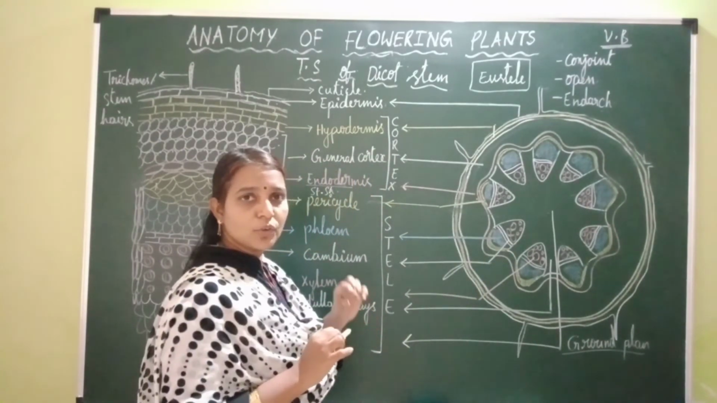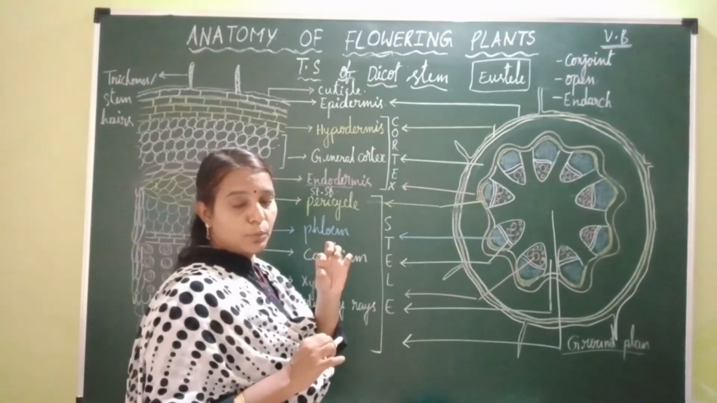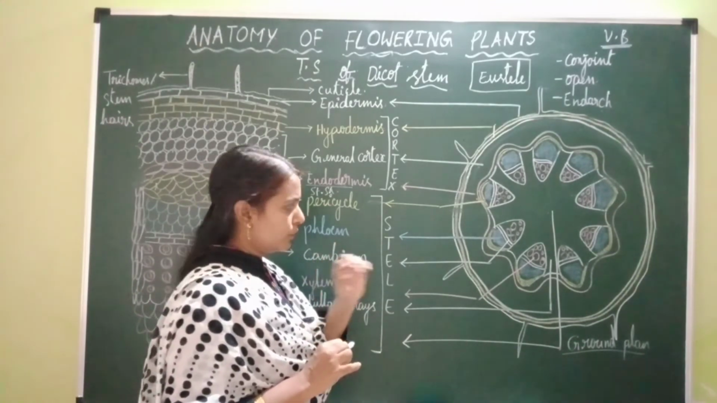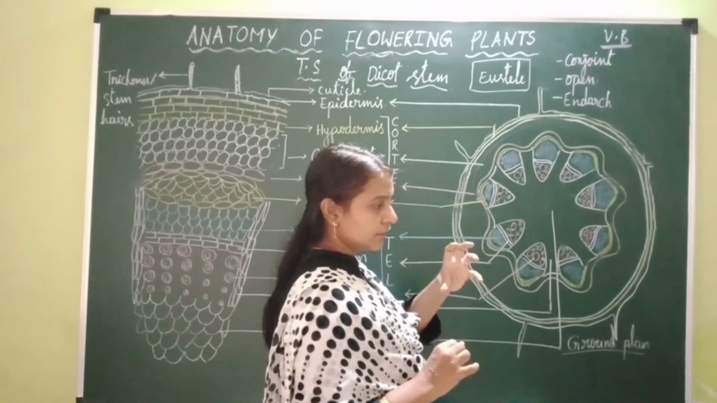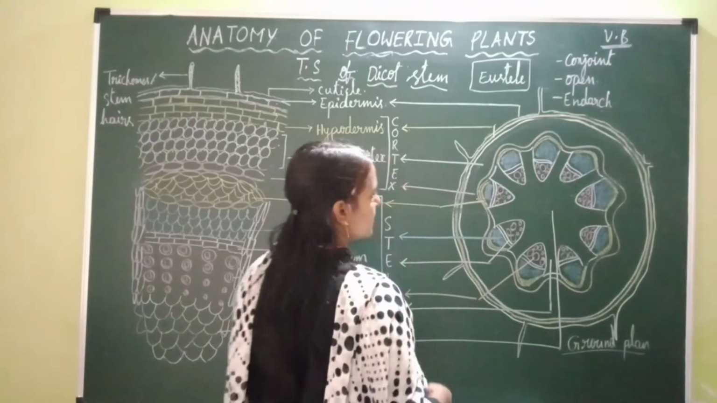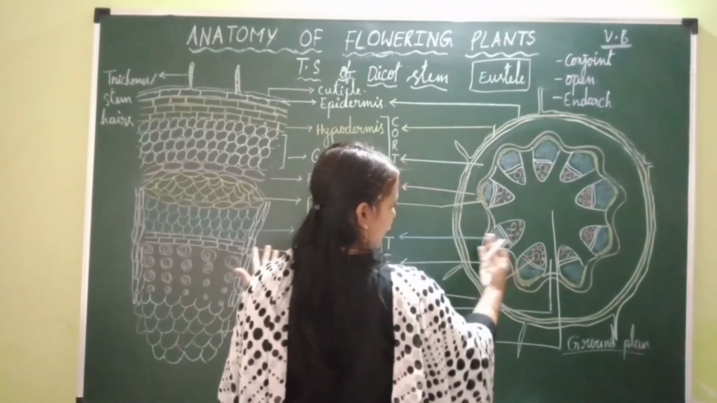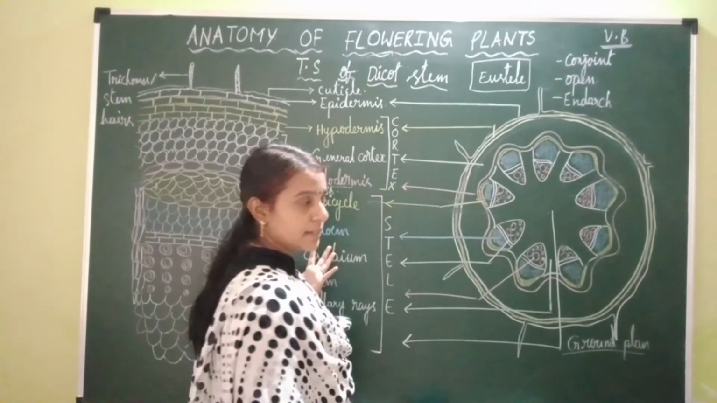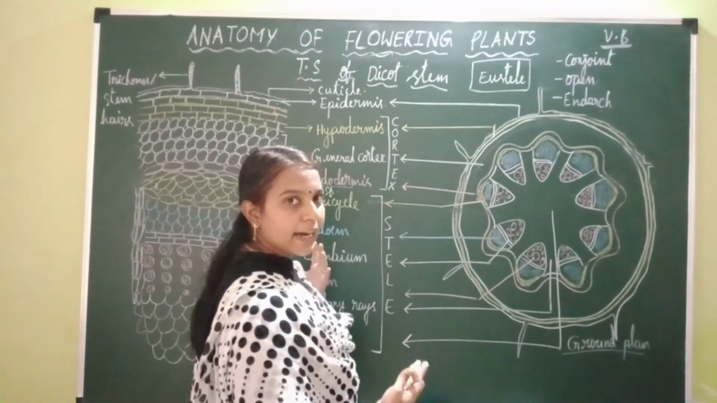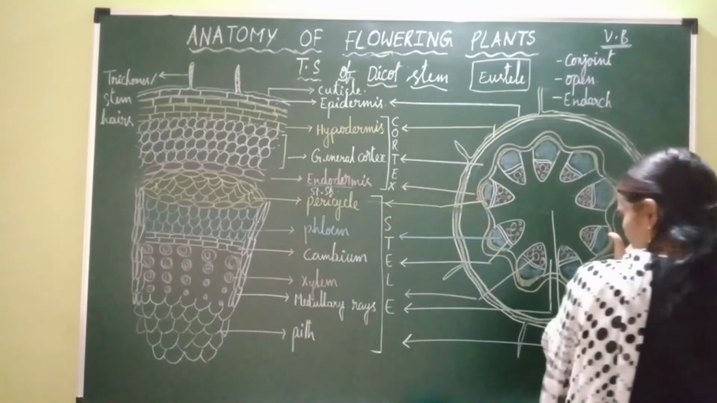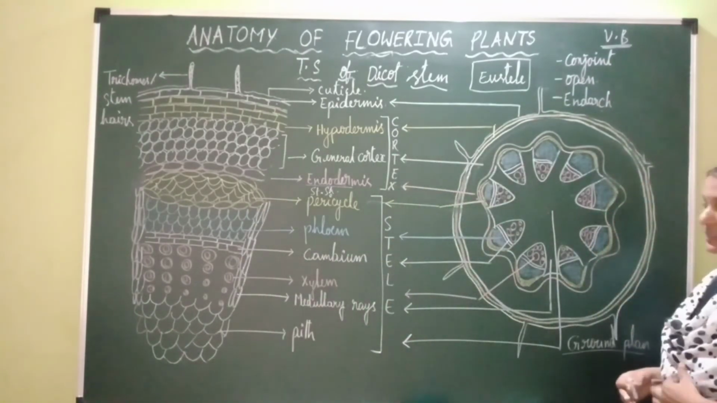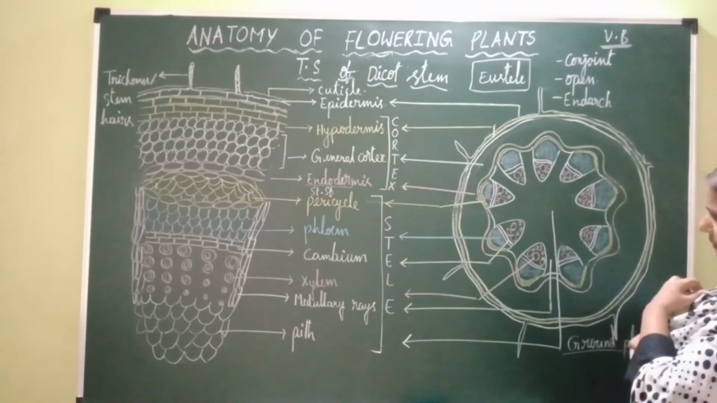Protoxylem elements consist of small sized vessels with narrow lumens, and metaxylem has large sized elements with broad lumens. So protoxylem is towards the center, metaxylem is towards the periphery. Hence it is called endarch, where protoxylem is towards the center. So this is about the vascular bundles present in the dicot stem.